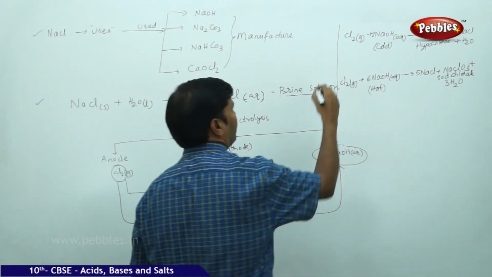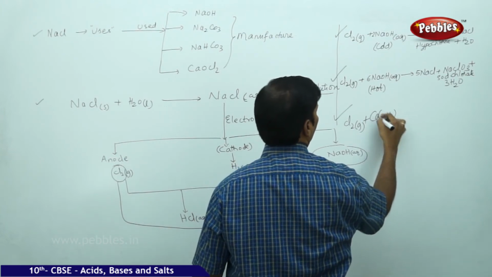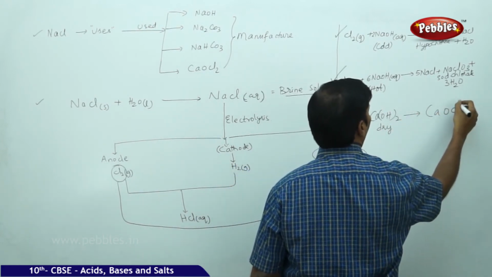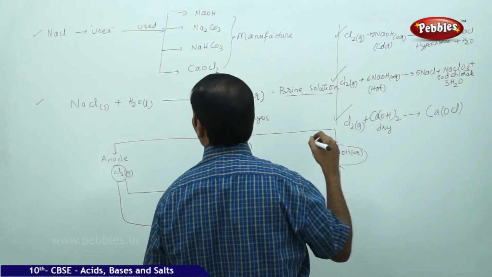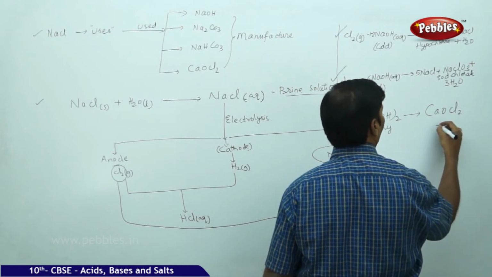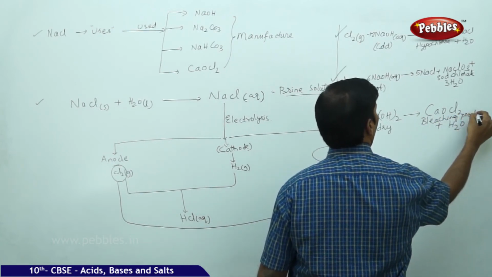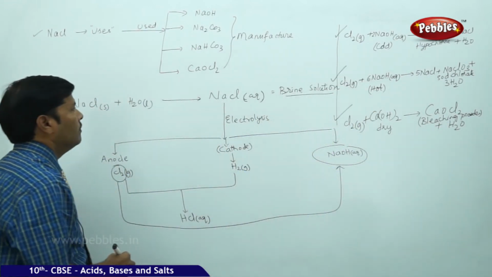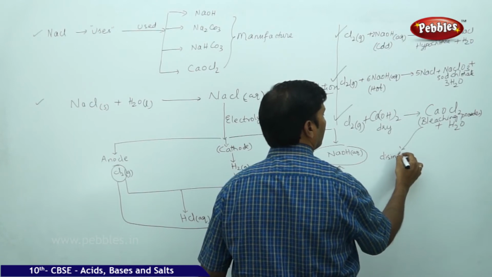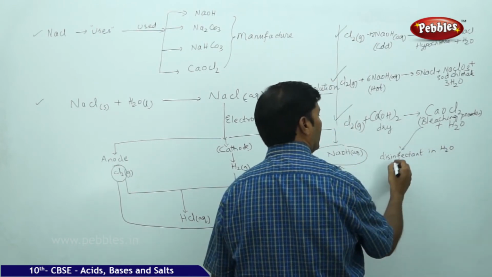Likewise, for the chlorine which is obtained, one more I am going to give you. Chlorine when treated with dry calcium hydroxide, you get calcium oxychloride, CaOCl2, plus H2O. This is called bleaching powder. This bleaching powder is used as a disinfectant for killing germs in water, giving germ-free water.